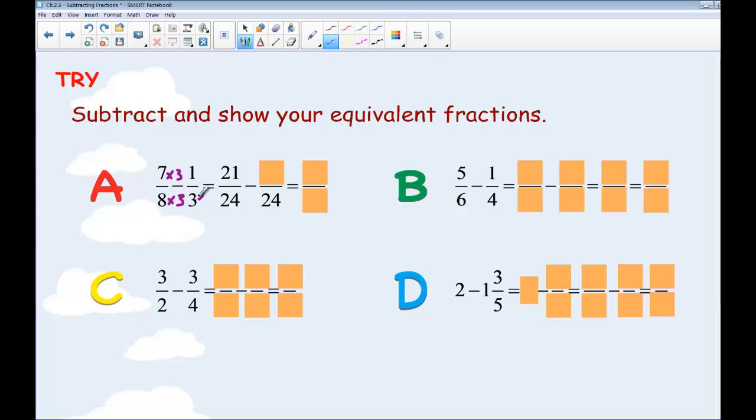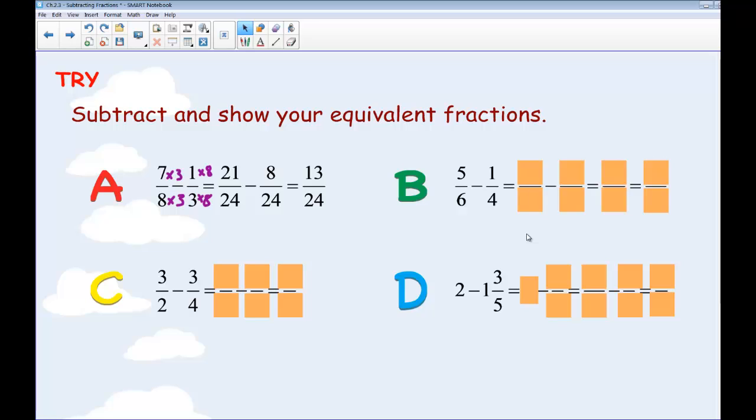The 1/3, we multiply the denominator by 8. So therefore we multiply the numerator by 8, and we get ourselves to a numerator of 8. So this time we're going to subtract the numerators. So 21 minus 8 gives us 13. And our denominator stays the same at 24. So 13 over 24.